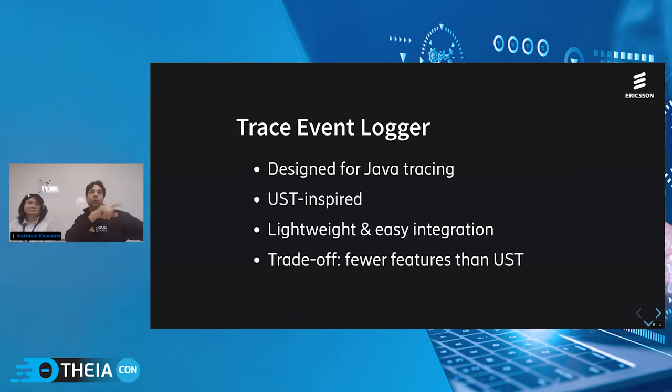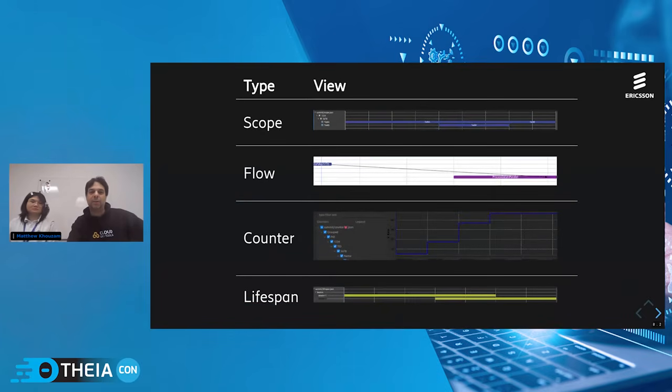So now, coming up to the trace event logger, this is a Java-style tracer that is UST or LTTng UST, user space tracing inspired. It's lightweight. It has easy integration, but it has fewer features than UST. Now, I'm going to say a hot take. Fewer features is a feature, not a bug.